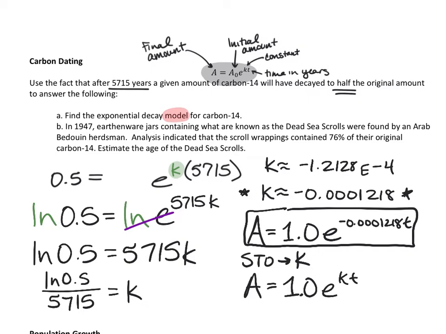Now that we have this model, the amount of carbon-14 left is equal to 1 times e to the kt, where k is stored in our calculator. We can answer part B, which is actually a very interesting question. It says, in 1947, earthenware jars containing what are known as the Dead Sea Scrolls were found by an Arab Bedouin herdsman. Has anybody heard of the Dead Sea Scrolls before?